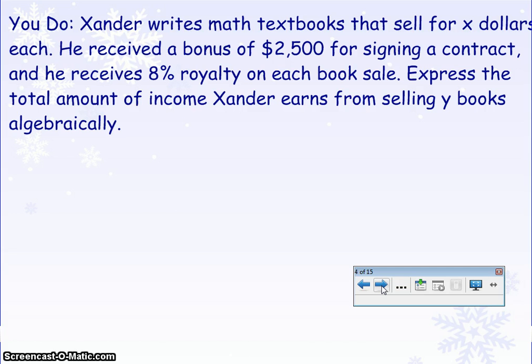For this one, you do, please press pause when you're done, press play, and we'll finish out. All right, Xander writes math textbooks that sell for X dollars. He received a bonus of $2,500 for signing a contract, and he receives 8% in royalties for each book sale. Express the total amount of income that Xander earns from selling Y books.